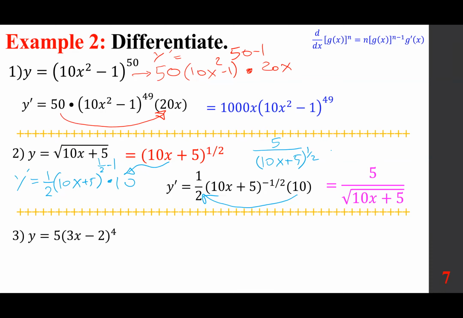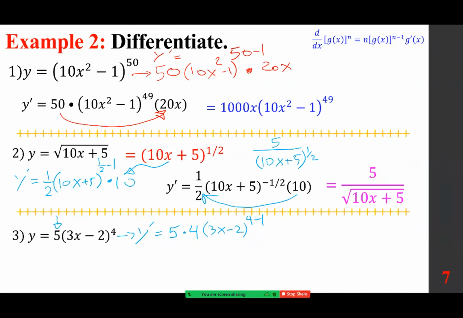To differentiate this, the number 5 in front remains. In other words, you would say y prime is 5, and don't change that. So you're dealing with (3x minus 2) to the power of 4. So you have to bring the 4 down and make it a coefficient. Then (3x minus 2) to the power of the same thing, 4 minus 1.